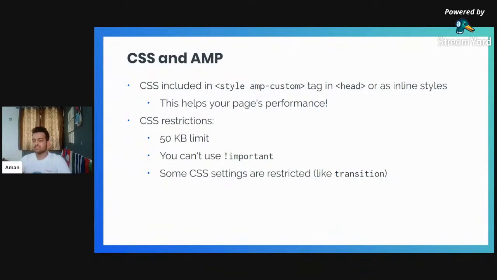Some CSS settings that use advanced things like transition or maybe marquee or bounce effect are not allowed. Most of the CSS is allowed, but few things are not allowed. And how would you know what is allowed or not? Your AMP validator will tell you. It will actually tell you, okay, transition is not allowed. So this is much, much easier.